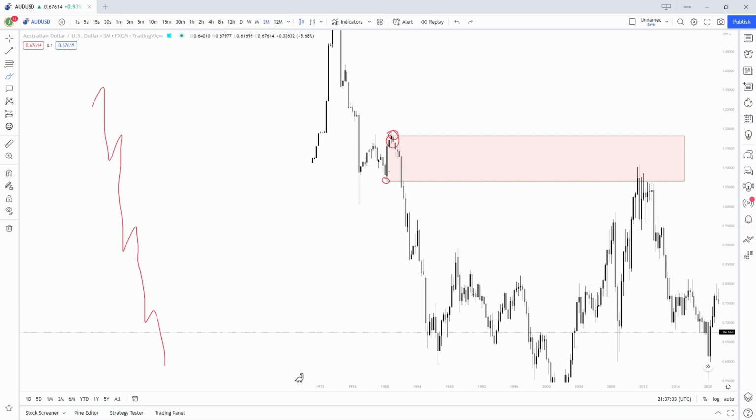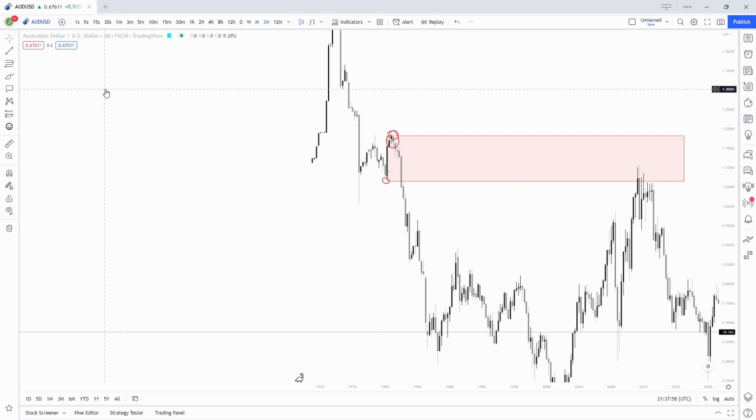So what it means when we have market inefficiencies or inefficient structure is that we can assume that price is going to be magnetized to that area, because if price action and structure in that region was so inefficient, there's going to be many lower time frame orders left over within that region that price will want to mitigate and therefore target as a point of interest.